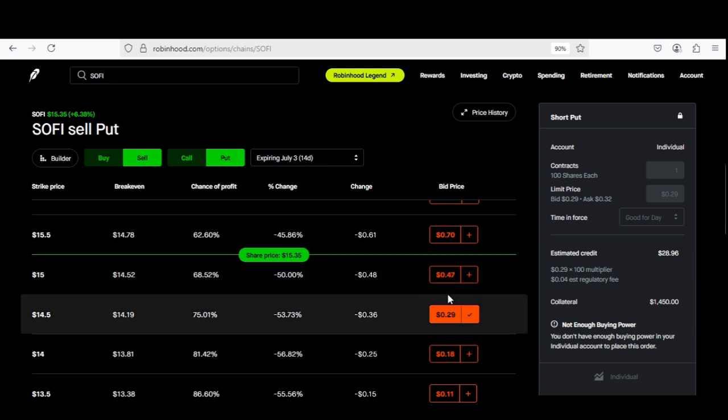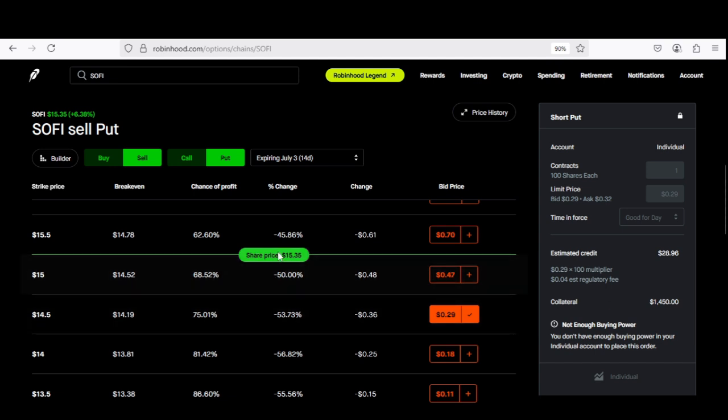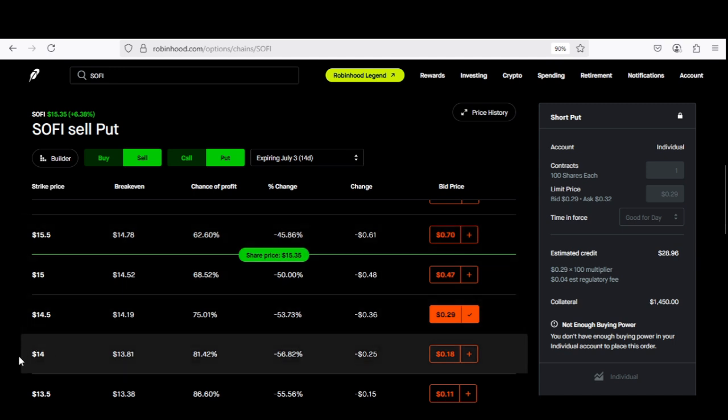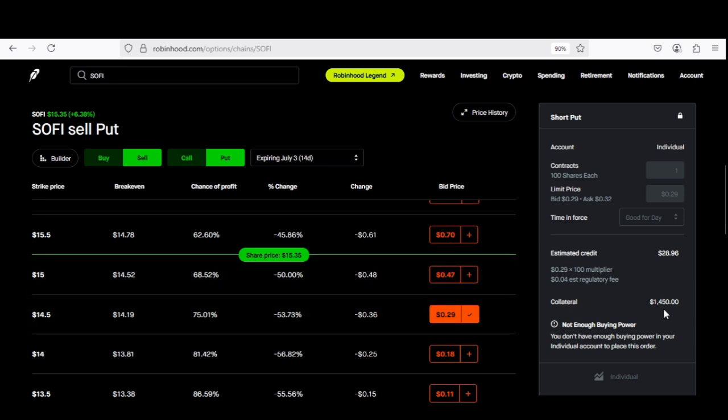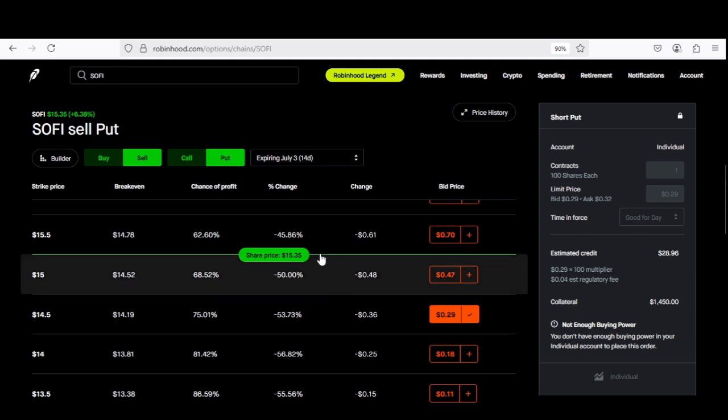However, come expiration date, if this share price now goes to the $14 strike price or any price below your 14.5, then once again you keep your $29, but now you're going to lose your $1,450. But that's okay. The reason why it's okay is because you're going to have 100 shares of this stock in your portfolio, which makes it a win-win option strategy.